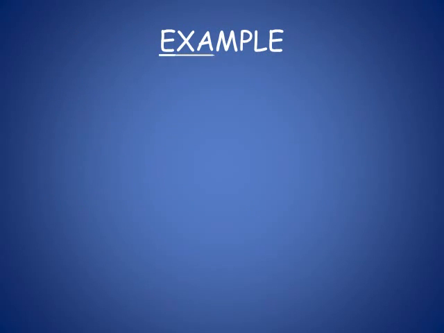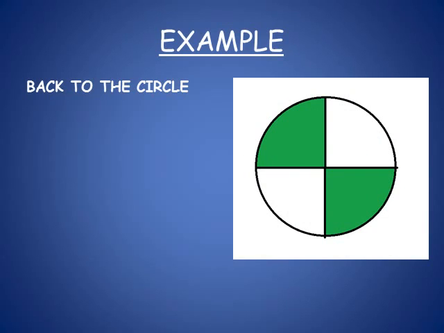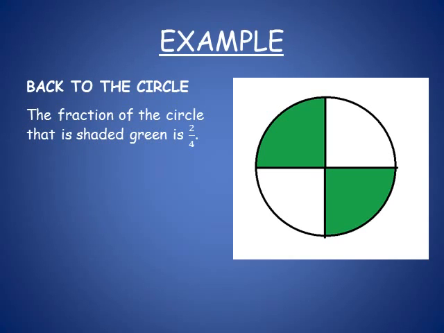So here's an example fraction. So we're going to go back to that circle picture, the green and white circle. And if we notice here, that circle we said was broken up into 4 equal parts. 1, 2, 3, 4. And we see that 2 out of those 4 parts are shaded green. So this tells us that the fraction of the circle that's shaded green is 2 over 4, or 2/4.